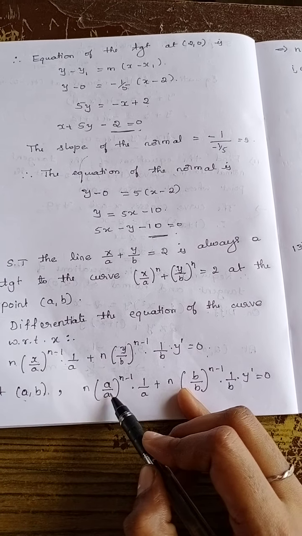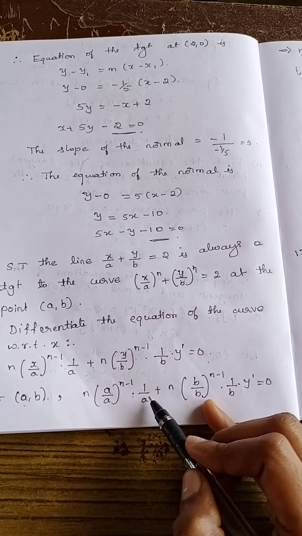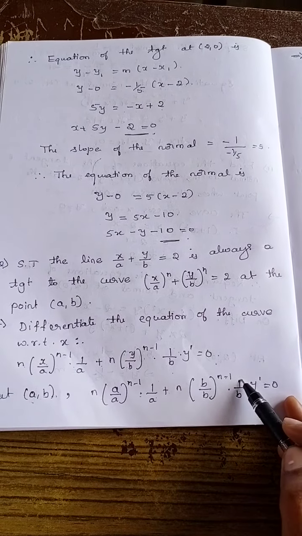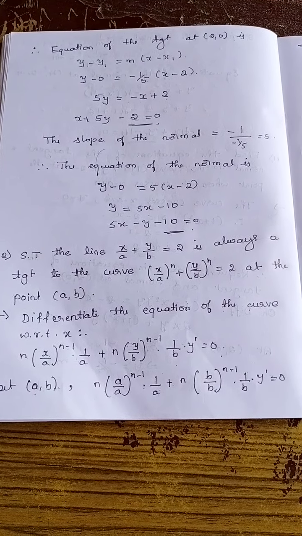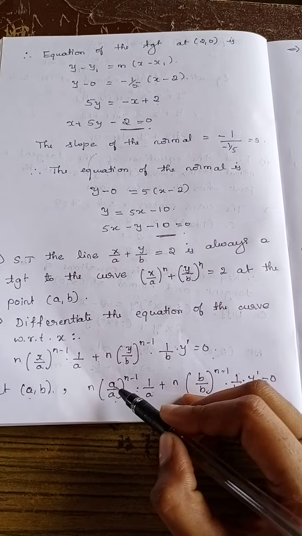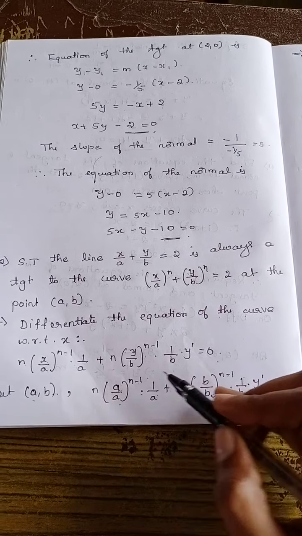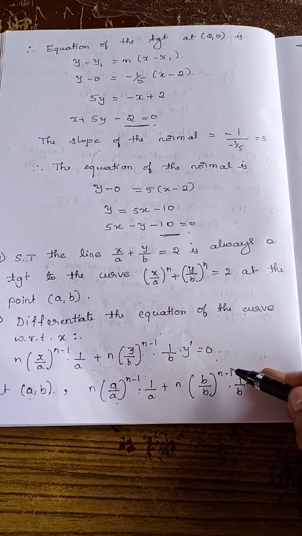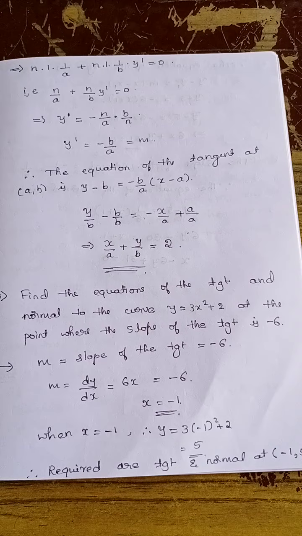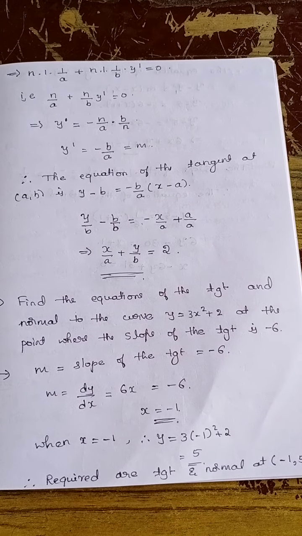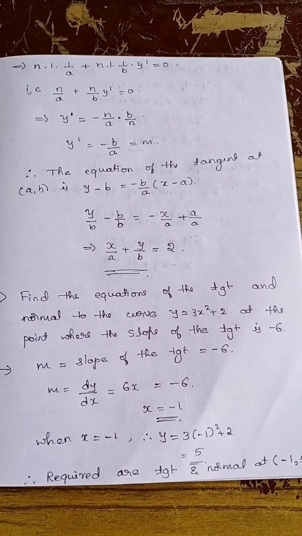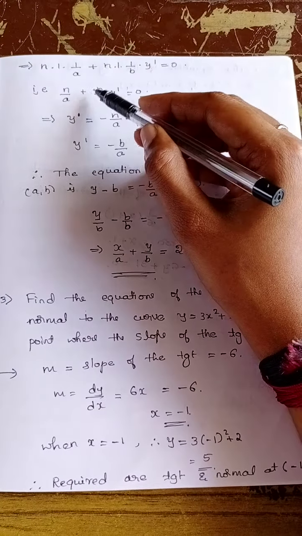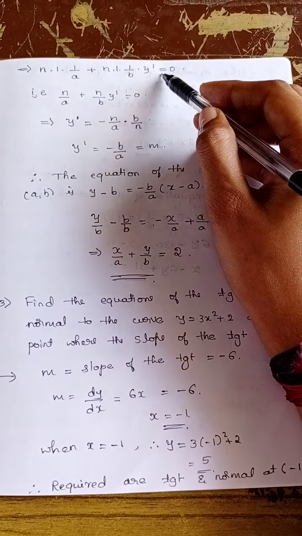Substitute x equal to a and y equal to b here. n into (a/a) whole to the power n minus 1 into 1/a plus n into (b/b) whole to the power n minus 1 into 1/b into y dash is equal to 0. Here a by a is 1, and 1 power any value is 1 only. Here b by b is 1, and 1 power any value is 1 only. So we get n into 1 into 1/a plus n into 1 into 1/b into y dash is equal to 0. That is n/a plus n/b into y dash is equal to 0.